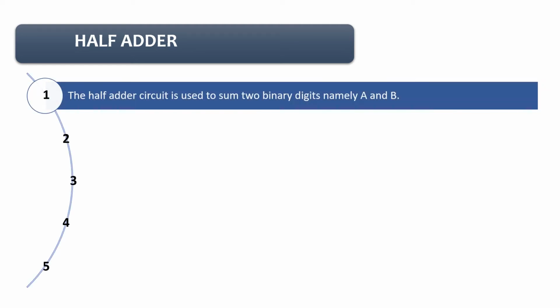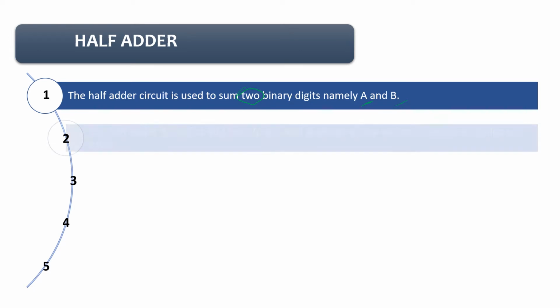So the very first point is the half adder circuit is used to sum two binary digits, namely A and B. Yeah, we can give any name to it, right? So what we need to understand is that half adder means always two binary digits. If you want to perform an arithmetic operation on 2 digits, it means you are using a half adder circuit. Simple. And you can give any name, A and B, just for the example.